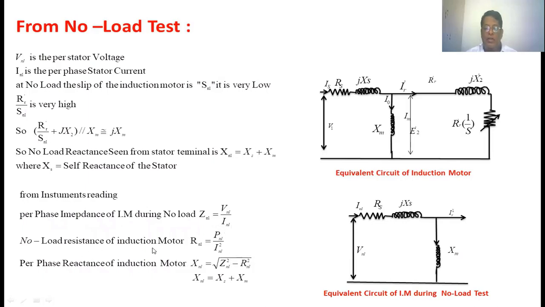The no-load resistance of the induction motor during the no-load test, RNL, equals the power taken by the induction motor divided by the square of the current taken by the induction motor, that is INL squared. The per phase reactance of the induction motor during the no-load test, XNL, equals the square root of ZNL squared minus RNL squared. This XNL is the no-load reactance of the induction motor. Already we know the equivalent circuit: the reactance during the no-load test equals XS plus XM. This is one important equation.